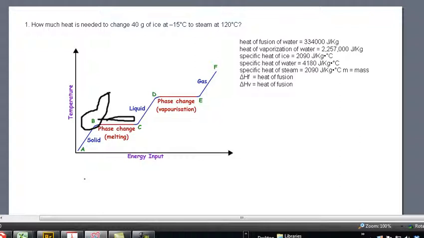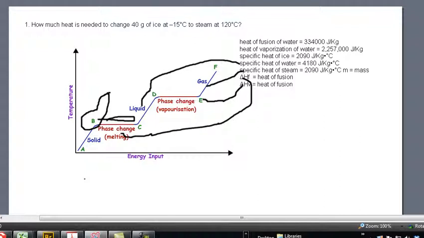And then your next ones are going to be specific heat of ice and specific heat of water. That's how much we're going to use to heat it up right here, right? And then specific heat of steam, how much it takes to heat the steam up. This one really should be heat of evaporation, and this is heat of fusion right here. Heat of evaporation is how much heat is required to vaporize. That's what all that means.